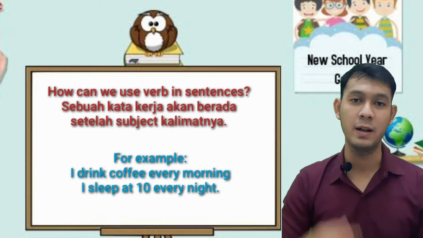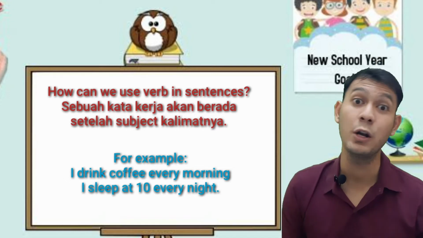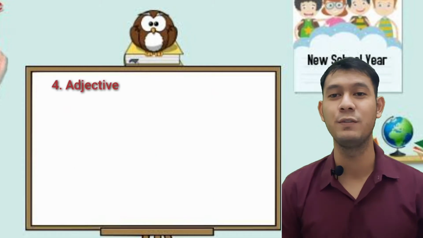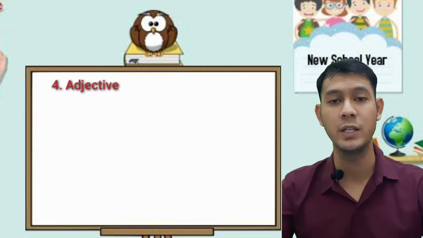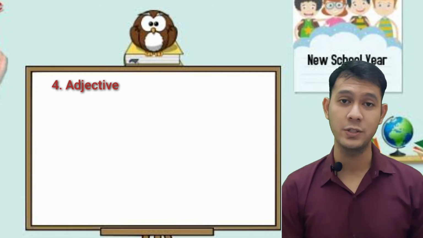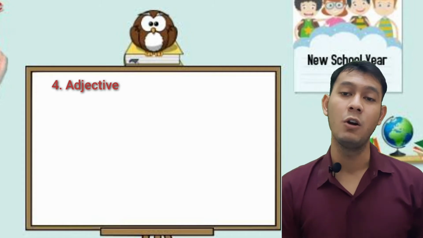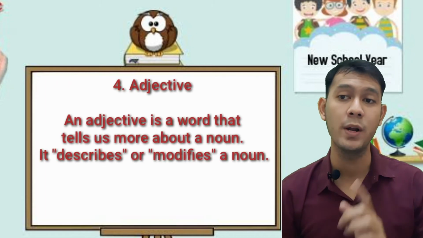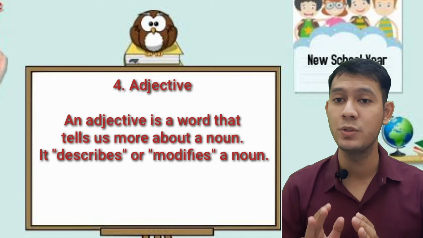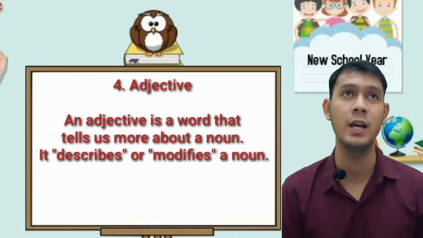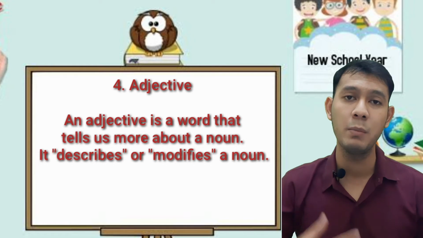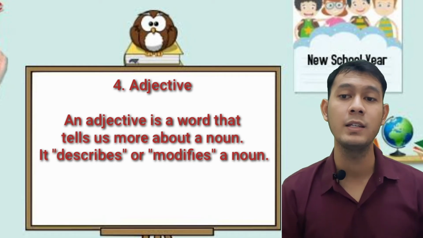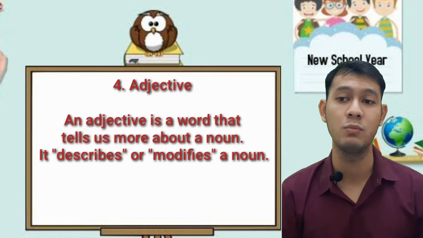Oke, kemudian kita melanjutkan kepada part of speech yang ketiga, yaitu adjective. What is actually adjective? Adjective itu dalam bahasa Indonesia kata sifat. But what is it actually? Tapi apa sih sebenarnya? Oke, an adjective atau kata sifat is a word that tell us more about a noun. It describes or modifies a noun. Jadi adjective itu fungsi utamanya adalah mendeskripsikan sebuah kata benda. Oke? Adjective adalah kata yang memiliki fungsi untuk menerangkan sebuah kata benda.